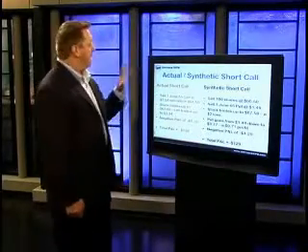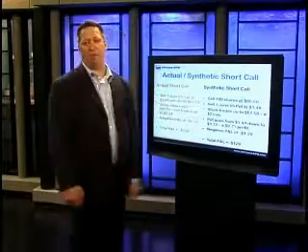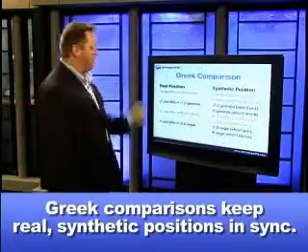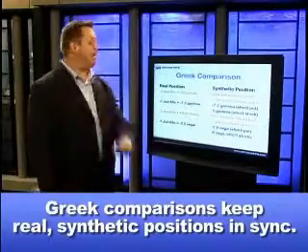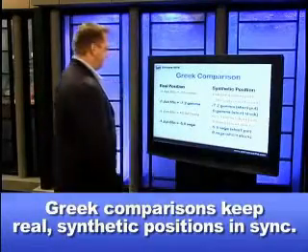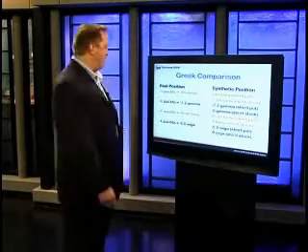Total net loss, $129. In both cases, the synthetic position and the actual position functioned identically. Both lost and made the same amount of money in the exact same places. Why? Because of their Greek comparisons. Our real position has a negative 56 deltas.